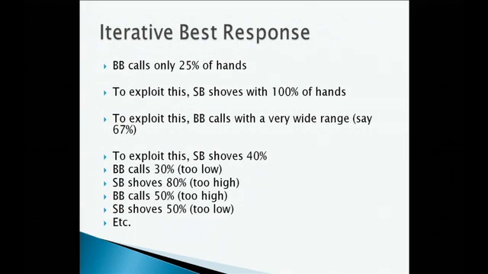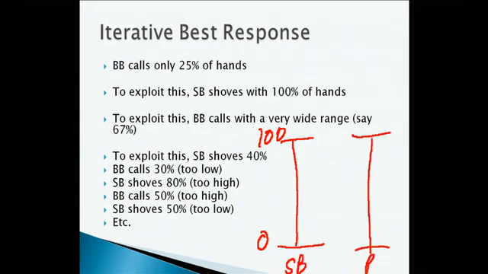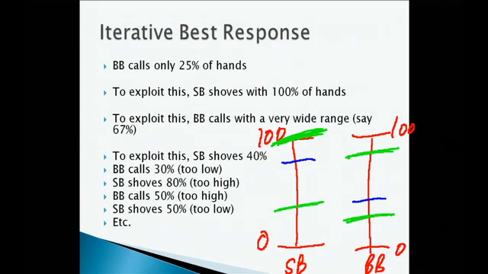So overall, let me draw sort of a diagram of how it's going to work. So you can see, right? 0, 100, small blind. Okay, so essentially how it works is, let me just put some markers. Okay, so how it's going to start out is the big blind calls 25%, right? Which is here, 25%. And then the small blind, to exploit this, shoves 100%. Then the big blind goes to call 67%. And then the small blind will respond by shoving 40%. These numbers are approximate, right?